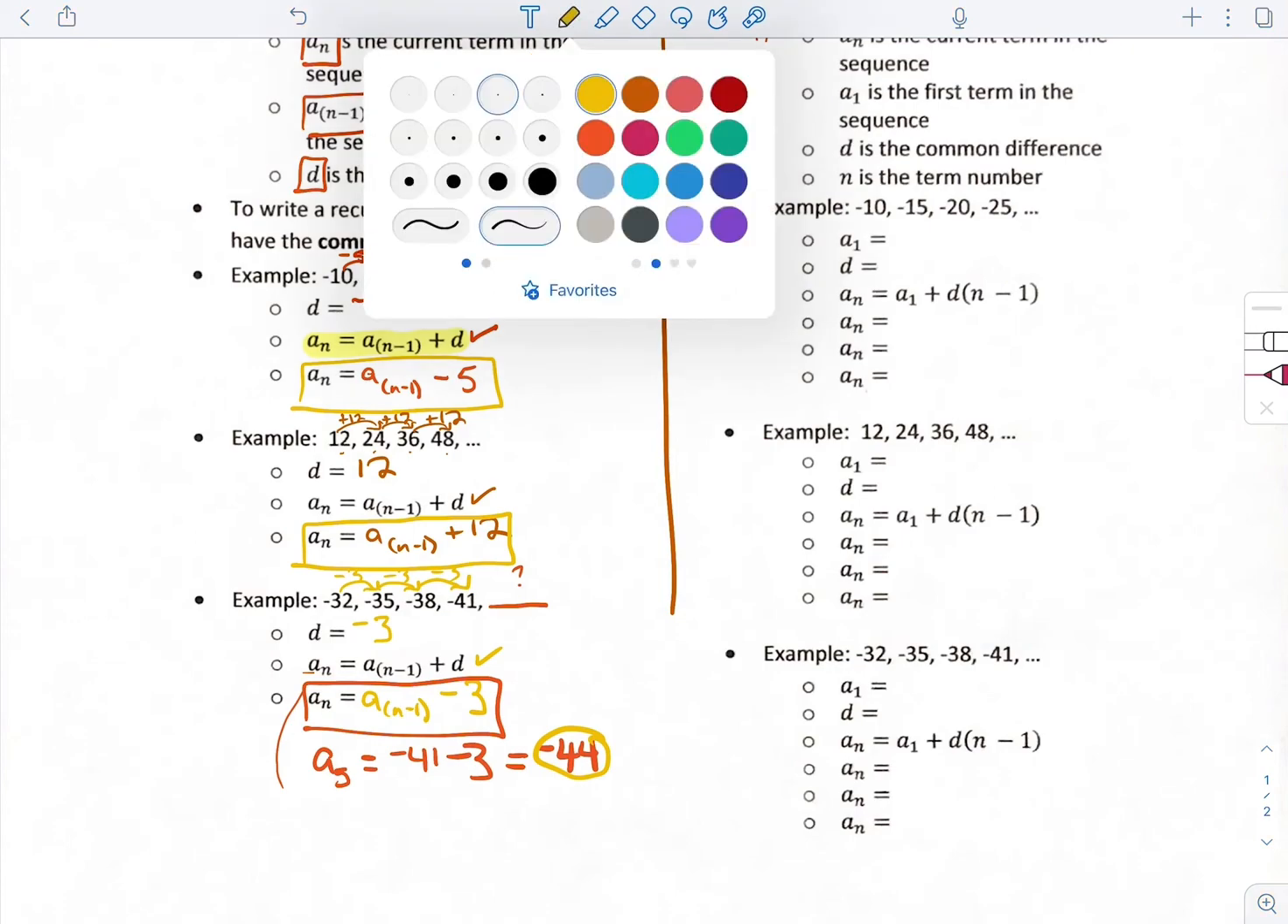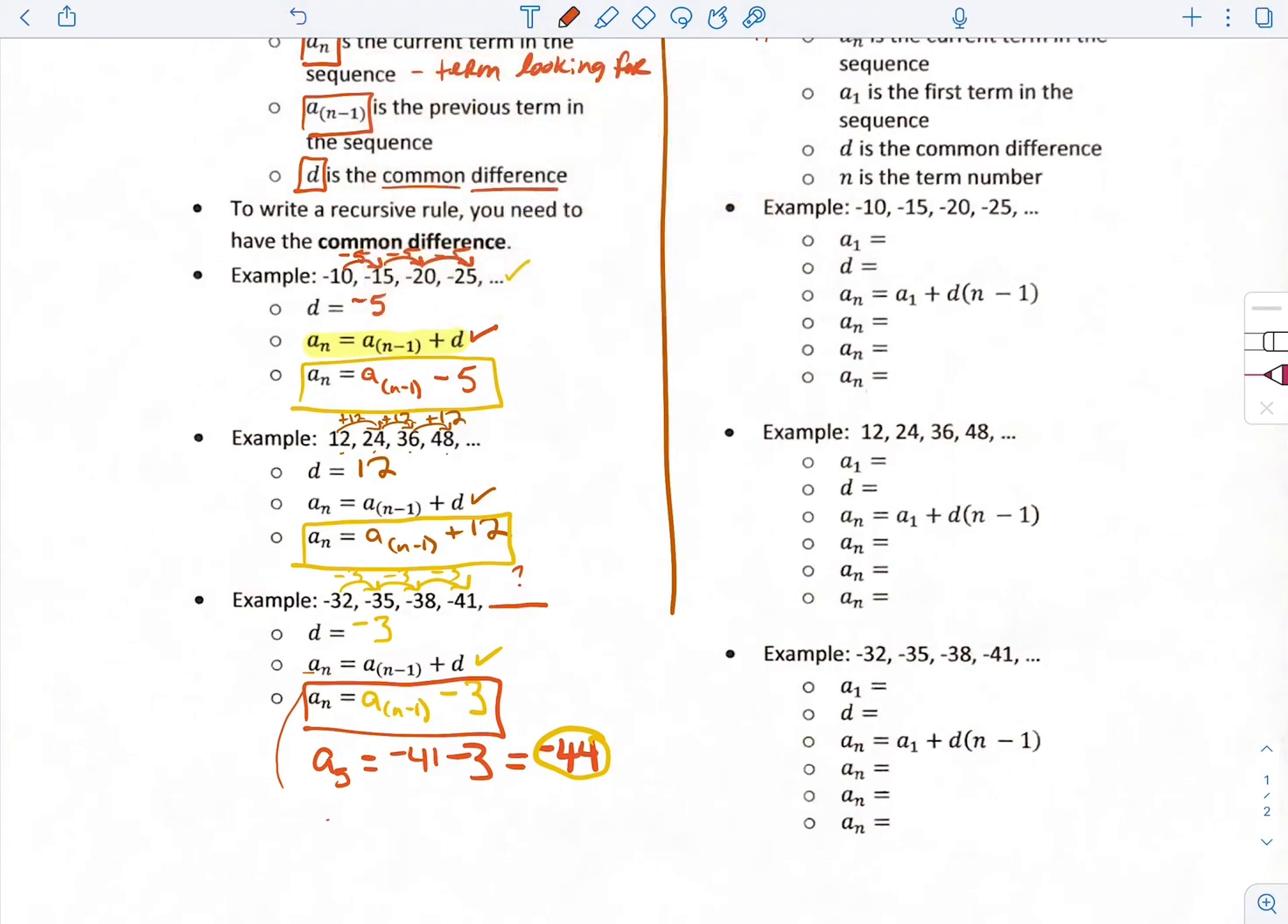Let's say we want to find the term after that. Now we take A5, the previous term, subtract 3, and we have negative 47.